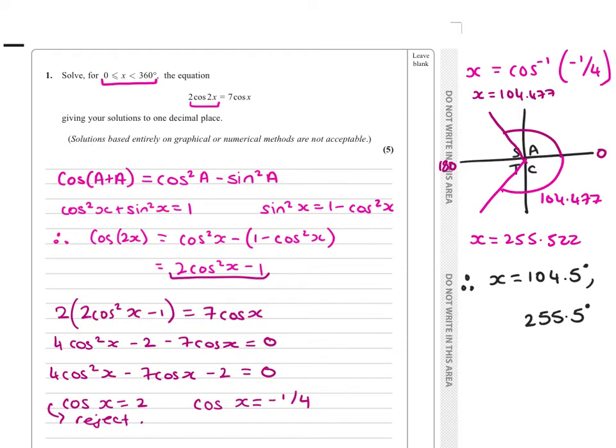There we have a nice, easy 5 marks. And you could do this question without having to memorise the double angle formula. Question 2. A scientist monitored the growth of bacteria on a dish over a 30-day period.